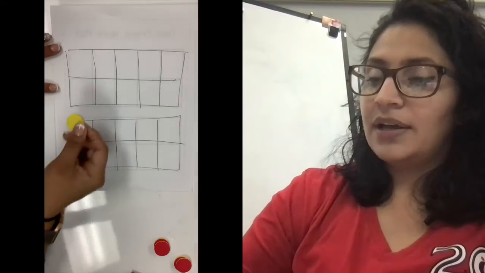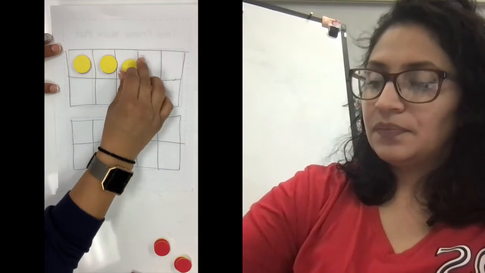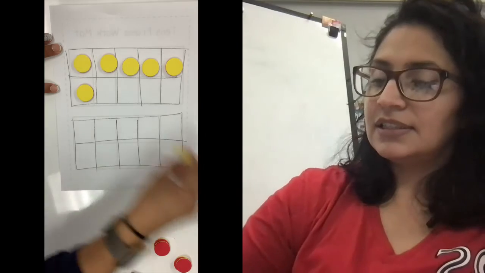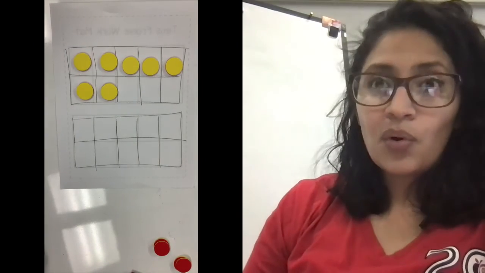I'm ready. It says, Carly had 4 red pencils. She then bought 9 more red pencils. How many pencils does she have now? Carly has 4 red pencils. So I'm going to put 1, 2, 3, 4. So how many more pencils did she buy? So I'm going to add those to my 20 frame. How many pencils does she have now? Well, we have to count.